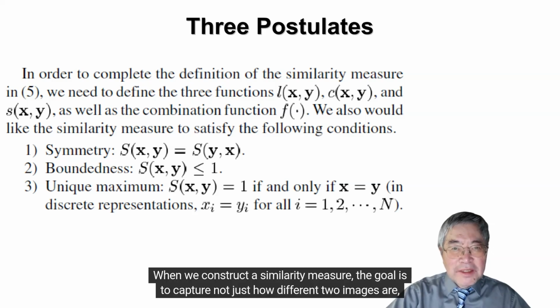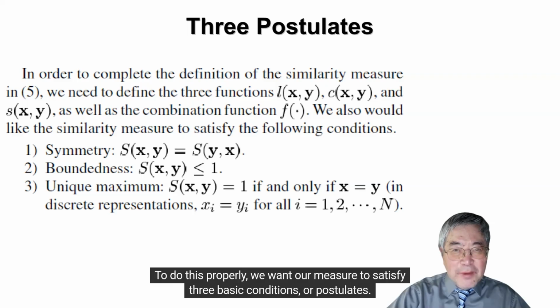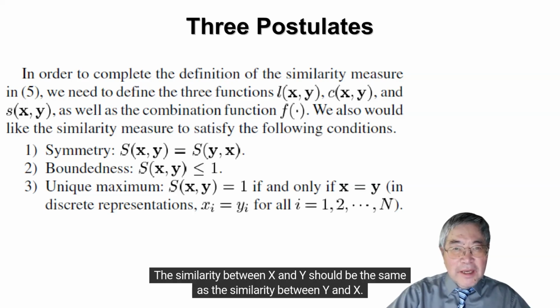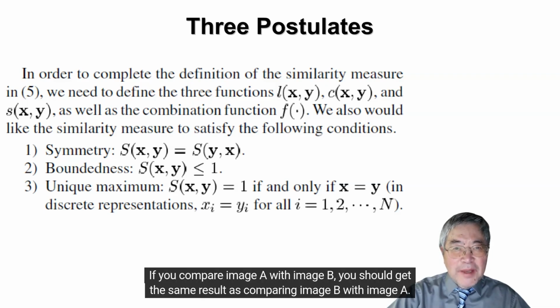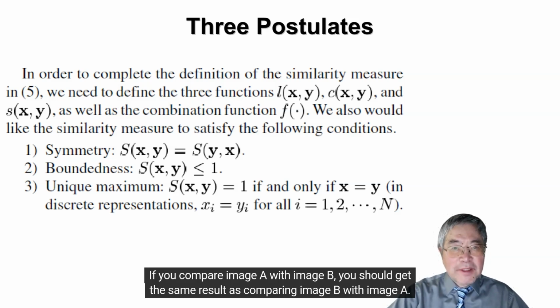When we construct a similarity measure, the goal is to capture not just how different two images are, but how similar they are. To do this properly, we want our measure to satisfy three basic conditions or postulates. First, symmetry. The similarity between x and y should be the same as the similarity between y and x. In other words, order doesn't matter. If you compare image A with image B, you should get the same result as comparing image B with image A.